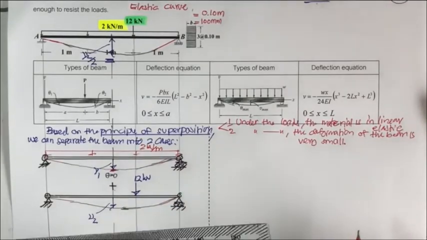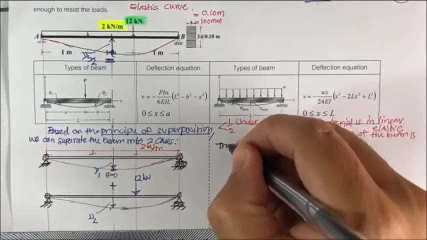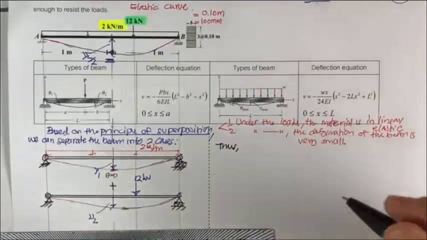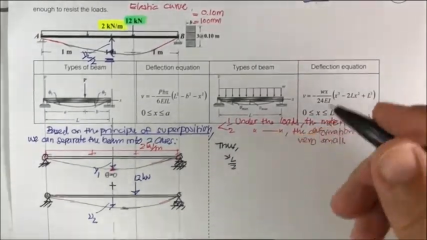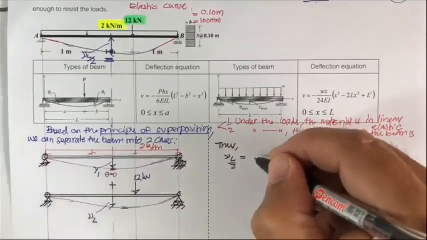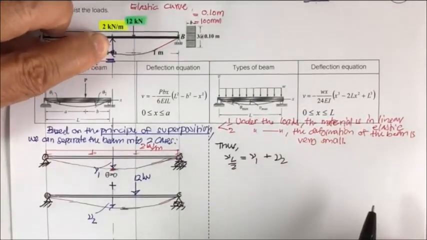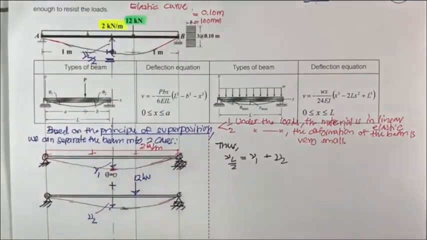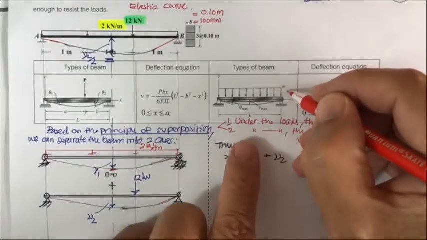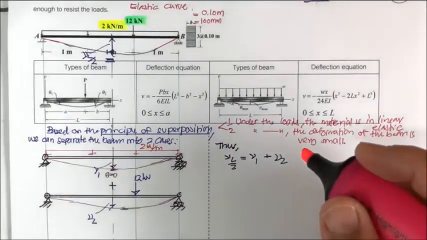Okay, so from the graph, we have V at L over 2 equal to V1 plus V2. The deflection here equals this one plus this one. And this one is the point load, so it's going to be allowed here.